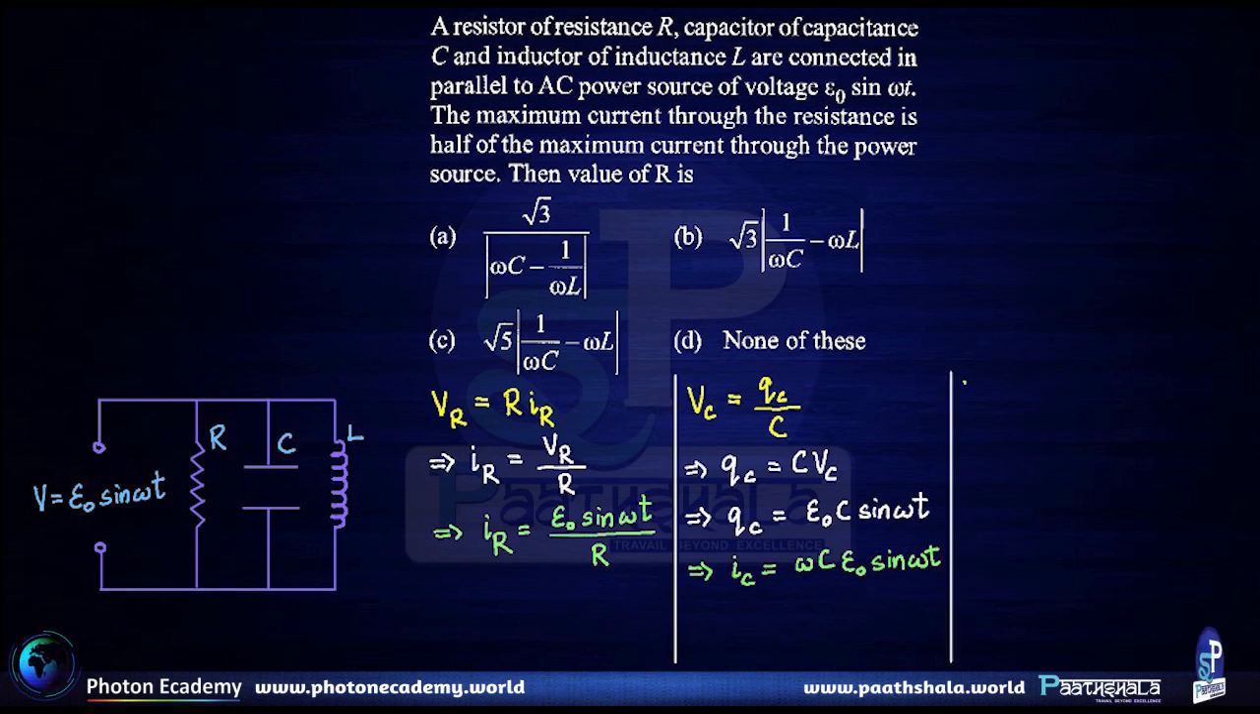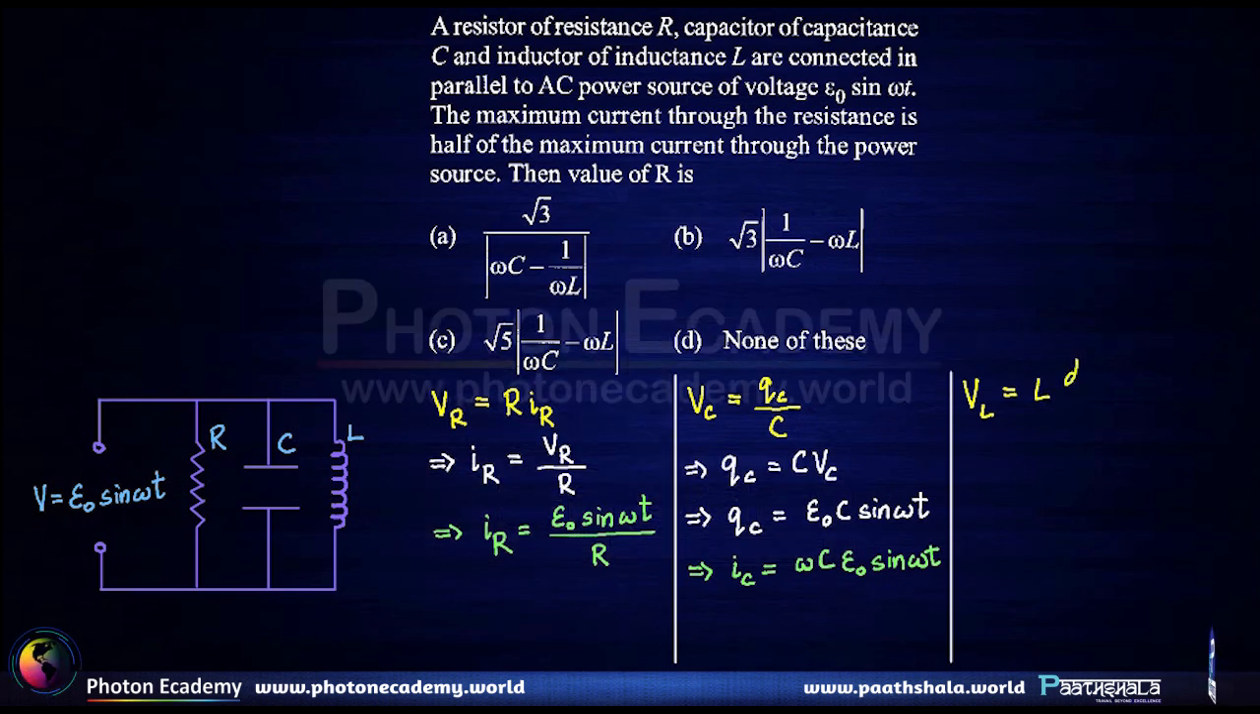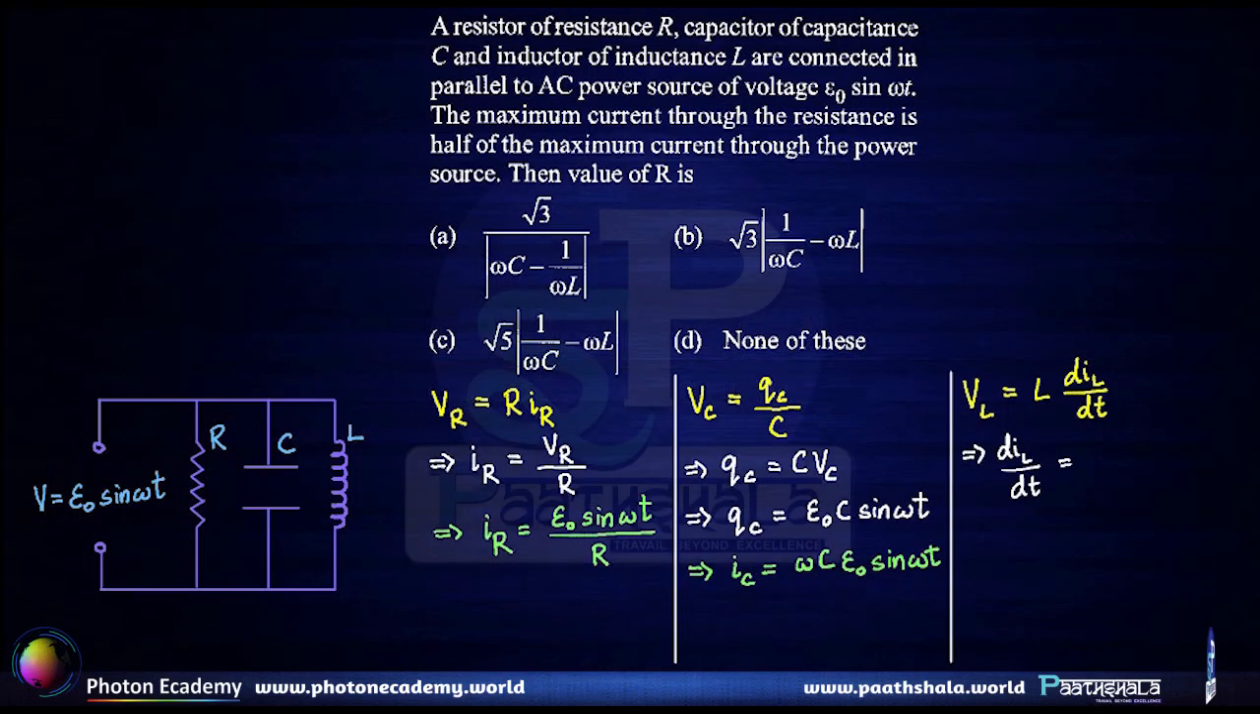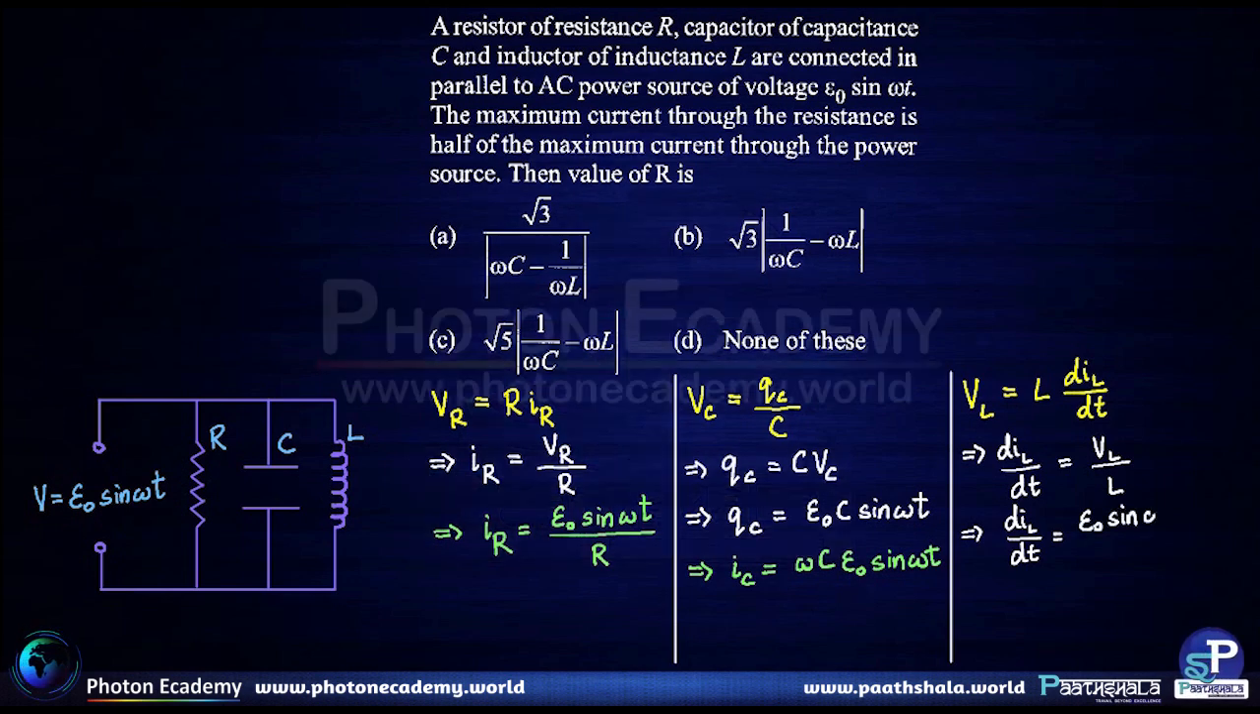Again, we can take this logic to the inductor, where we have the potential difference across an inductor is equal to the value of the inductance multiplied by the rate of change of current flowing through the inductor. So we have dIL by dt is equal to the potential difference over the inductance, or dIL by dt is equal to epsilon naught sine omega t by L.